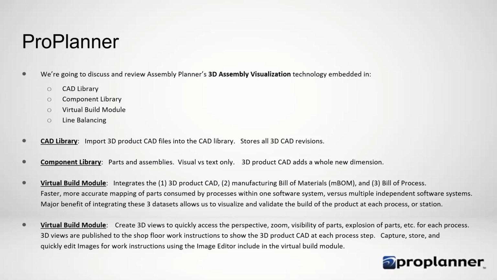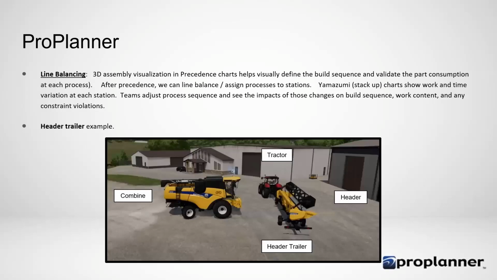And we have a secondary use of the 3D views where we publish the 3D views to the shop floor work instructions to show the operators the status of the 3D CAD of the product at each process step. And lastly, in the virtual build module, we capture and edit images for the work instructions. They're stored in there and quickly changed using the embedded image editor inside the virtual build module.